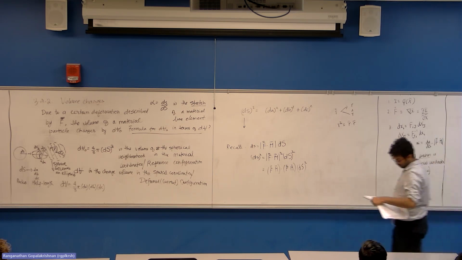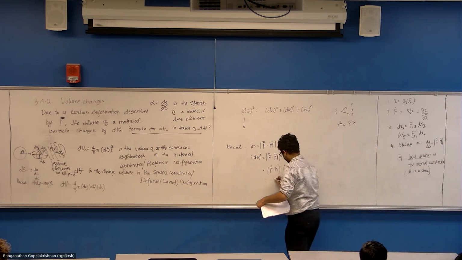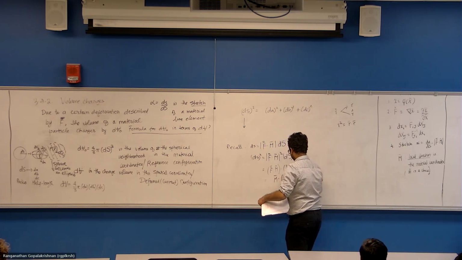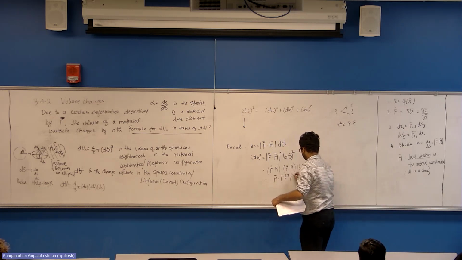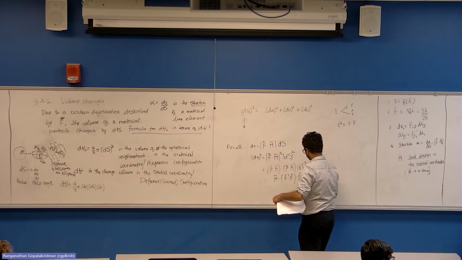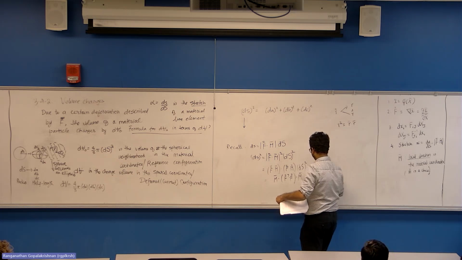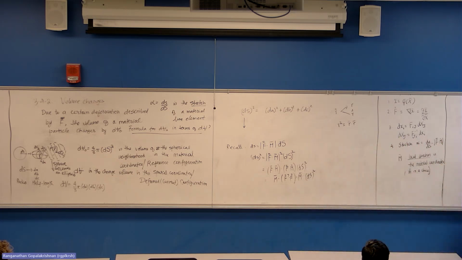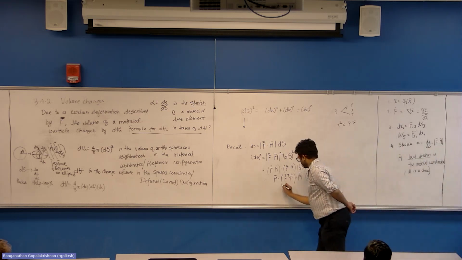Which is then written as m dot F transpose times F dot m dV squared. The reason it is written this way is to identify a quantity. We're going to call this C squared.